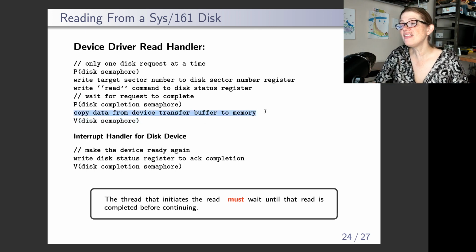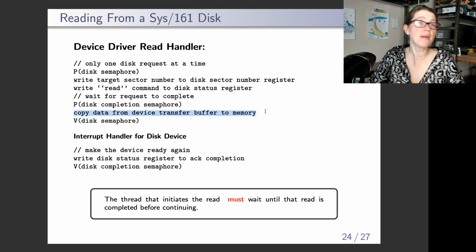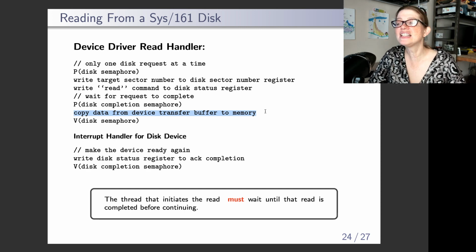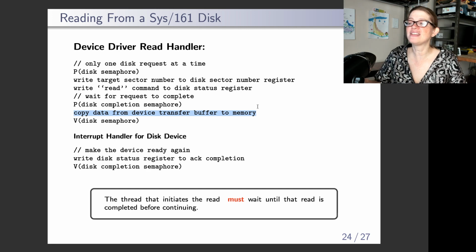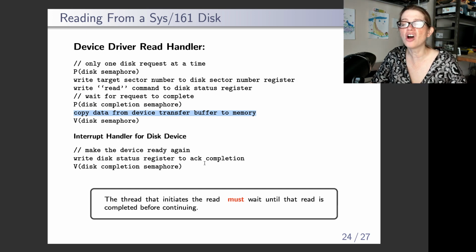We're going to copy the data from the device transfer buffer into memory, i.e. our address space. Now, technically speaking, I suppose you could have done this down in the handler, but that doesn't make a lot of sense because the thread that handles the interrupt for the device may not even belong to the same process as you. And how would one process be putting memory from a device into your address space? That doesn't make sense. We want you who asked for the data to put the data into your address space.